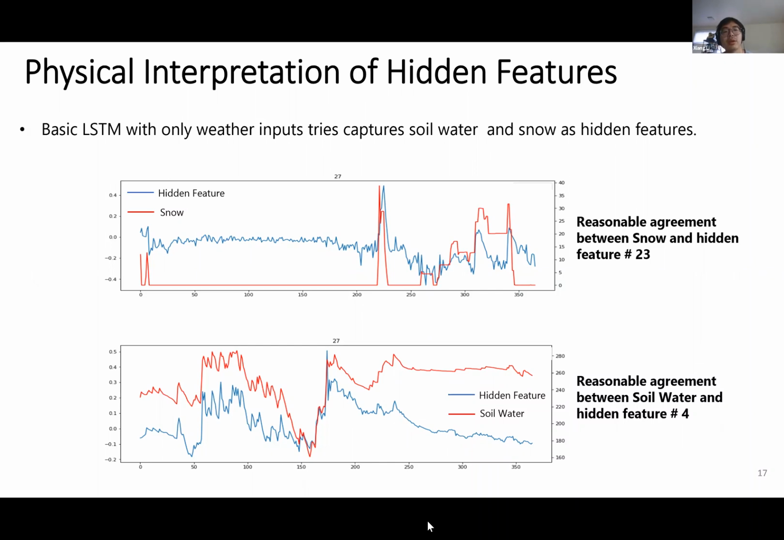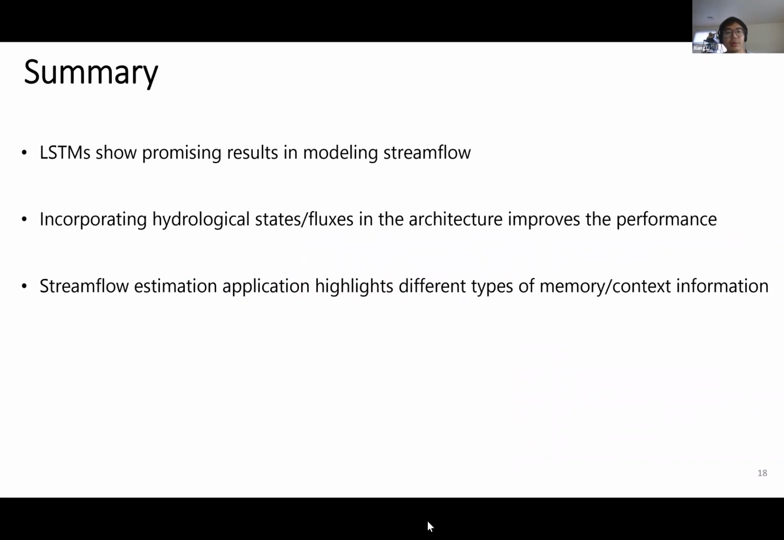So it means even when we train the machine learning models, we don't explicitly feed those variables. We just let the model, we give you the weather data, and you're going to be optimized to find good parameters to achieve satisfactory performance for streamflow prediction. There are certain features that are automatically learned by the model itself, which are in reasonable consistency with the snow and soil water. It is a very interesting case to observe.